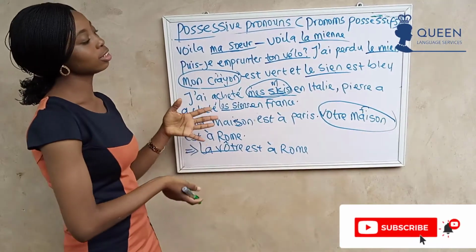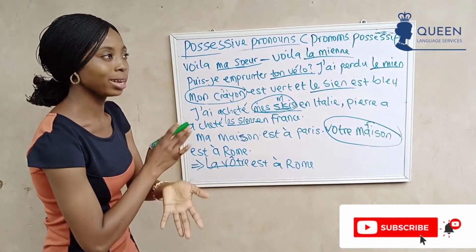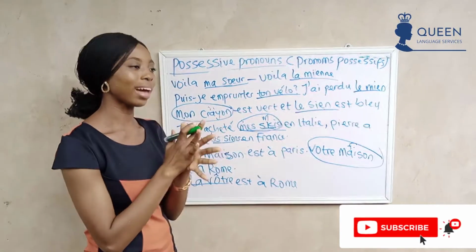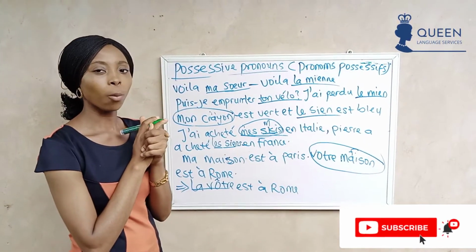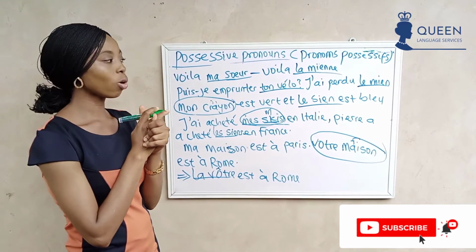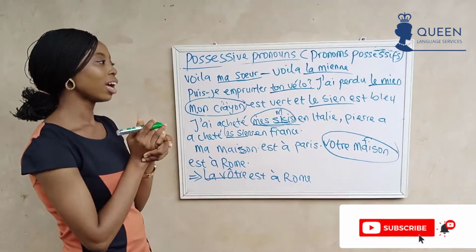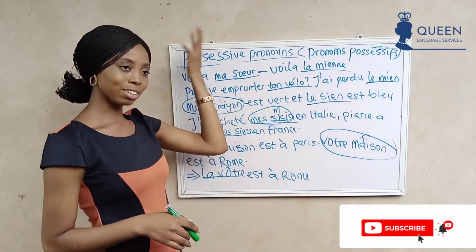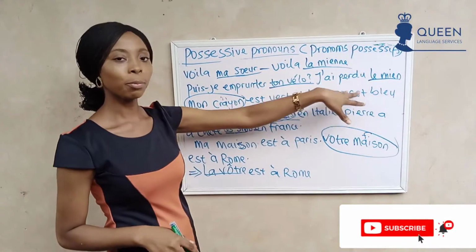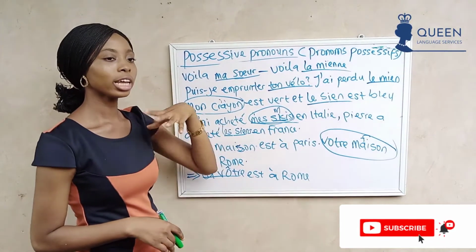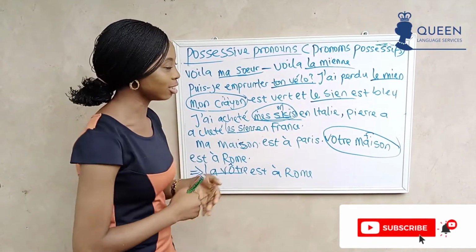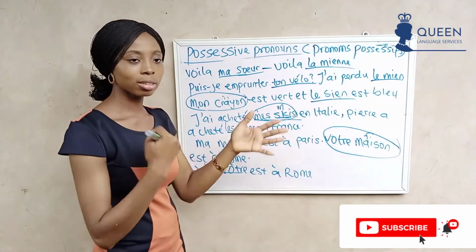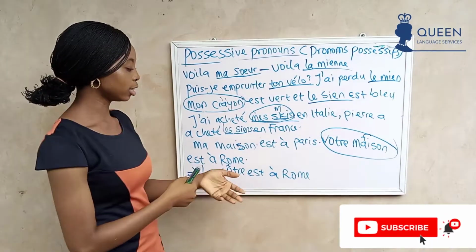Okay, so these are a few out of so many examples of how we can apply our possessive pronouns. I hope now you understand how to replace your noun, with the adjective that is preceding your noun, with a possessive pronoun. Okay, the use of mine, his, ours, theirs in the French language.